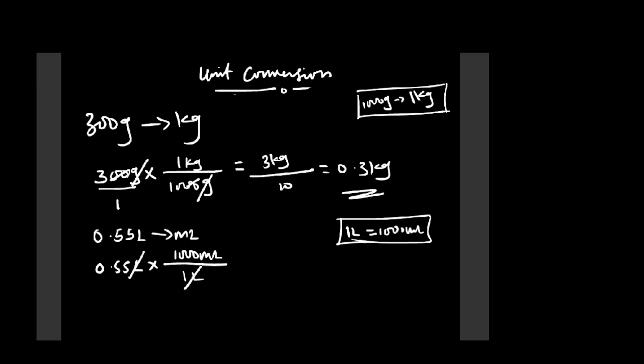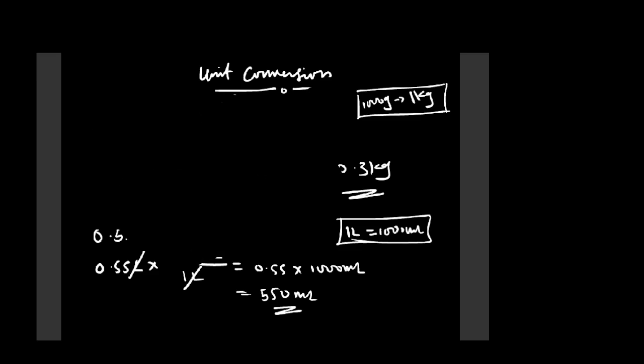So if liter cancels liter, you have 0.55 to be multiplied by 1000 milliliter. And what will this give us? 550 milliliter. So do you understand this now? Sorry, 0.55 liter is going to give us 550 milliliter. I believe you understand this. Okay, so if you understand this now, let us clean this and look at another example of one-step conversion.